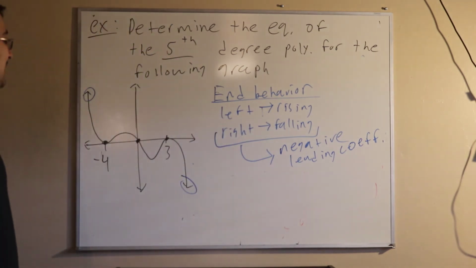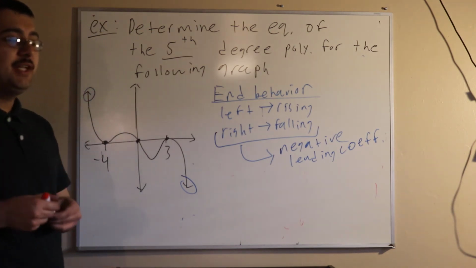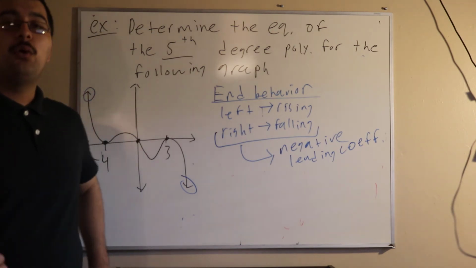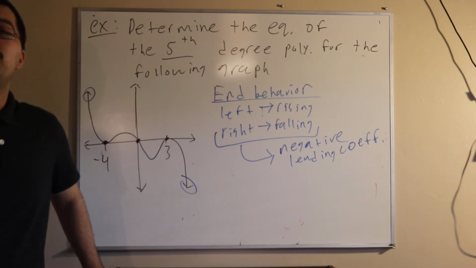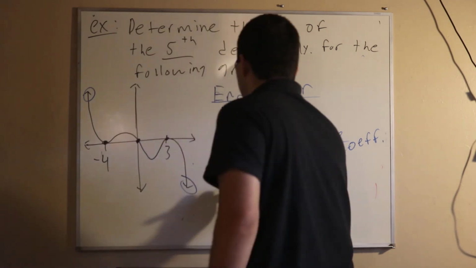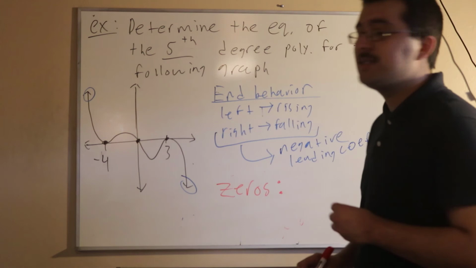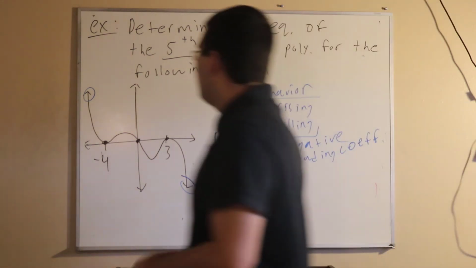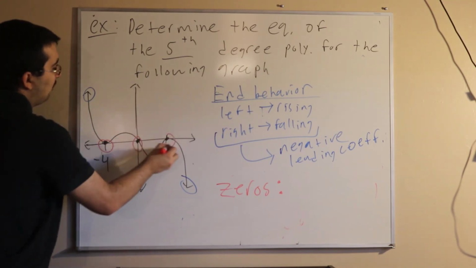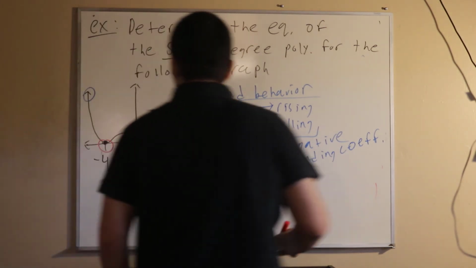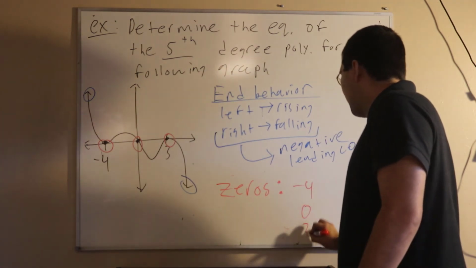The last one is the zeros. So let's discuss the zeros now. Graphically, zeros are x-intercepts, or essentially points at which we cross the x-axis or bounce off of the x-axis. We can see quite easily there are 3 points that show that behavior for this graph. We have a point at -4, 0, a point at 0, 0, and a point at 3, 0. So our zero values are -4, 0, and 3.